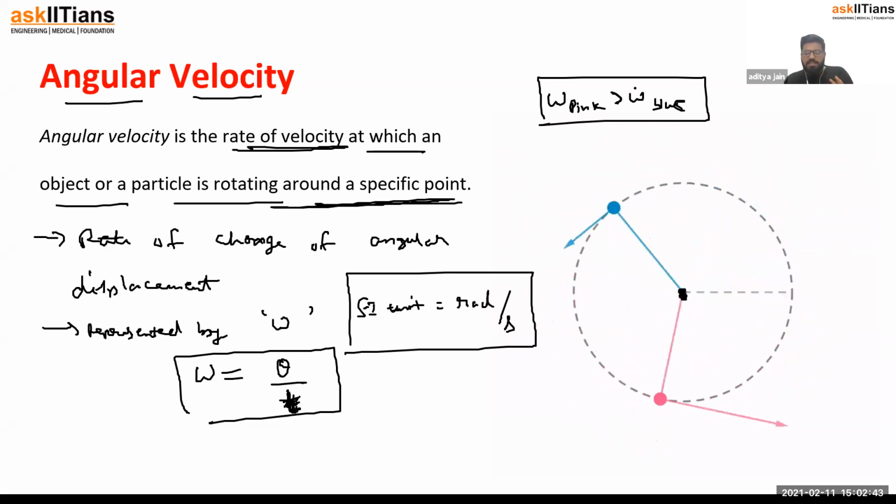So this is how angular velocity is defined: it is the rate of change of angular displacement. Its SI unit is radian per second, represented by omega. Okay. So this tells you how fast a body is rotating on a circular path. So this is known as angular velocity.